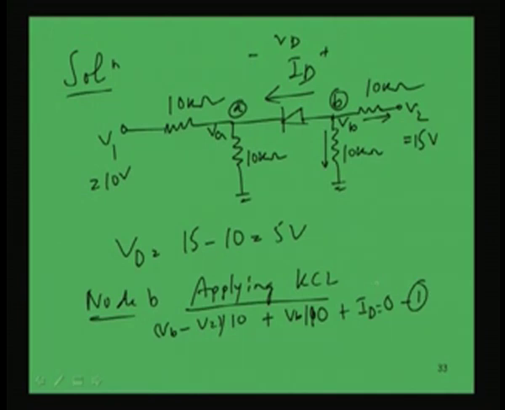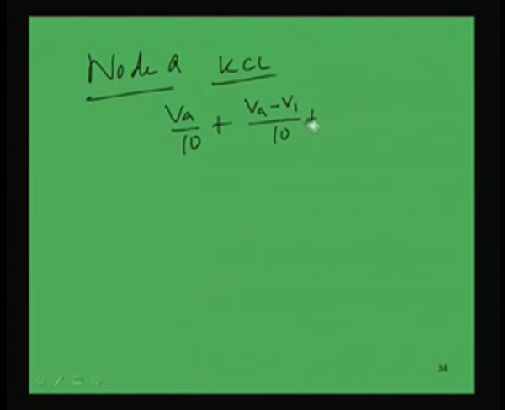Similarly, if I apply Kirchhoff's current law at node A, what will I get? The sum of incoming and outgoing current is equal to 0. Incoming current is ID, and let us take the outgoing current as VA by 10K plus VA minus V1, the drop across these two points, divided by 10K, which gives this current. So at node A, if I apply KCL, I get VA by 10 outgoing plus VA minus V1 by 10, and if I consider the diode current ID as incoming, it will be minus ID, that is equal to 0. This is equation number 2.